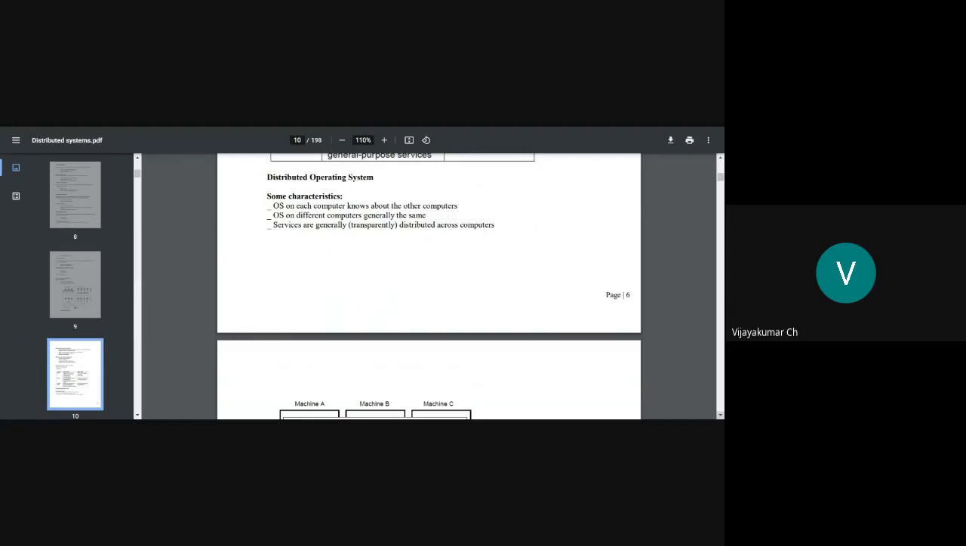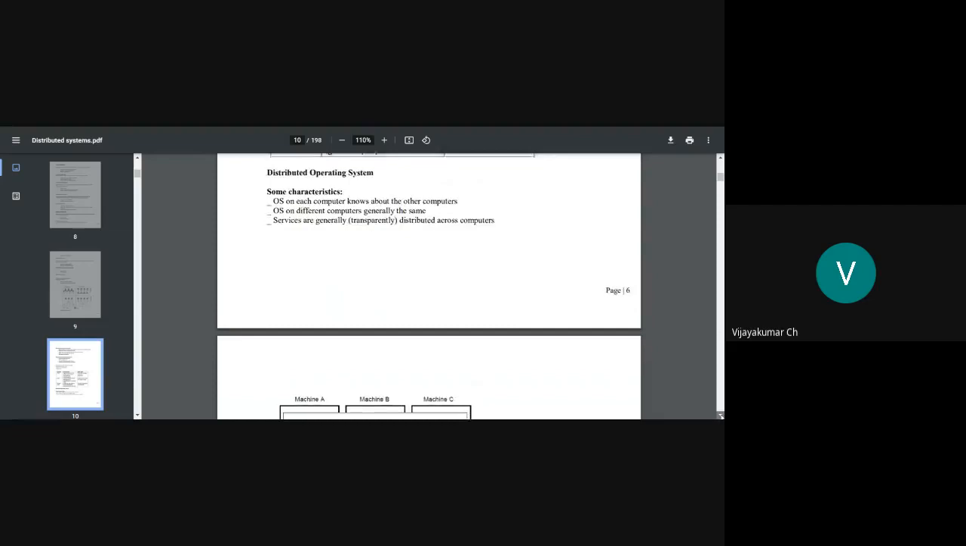The second one is that the OS on different computers is generally the same. Services are generally distributed across computers.